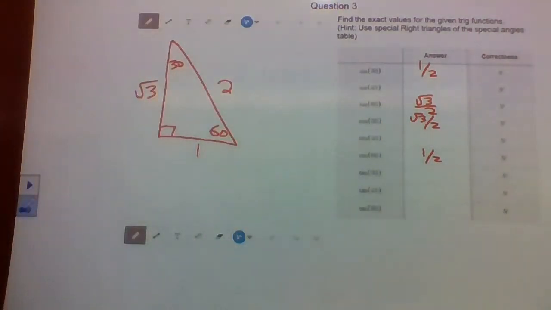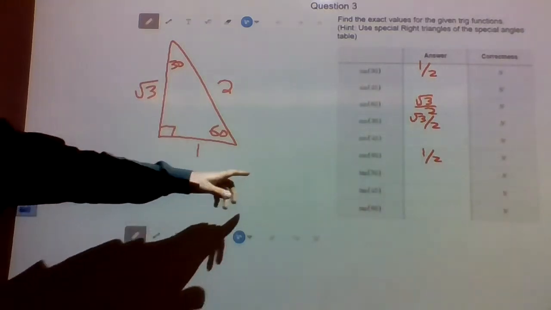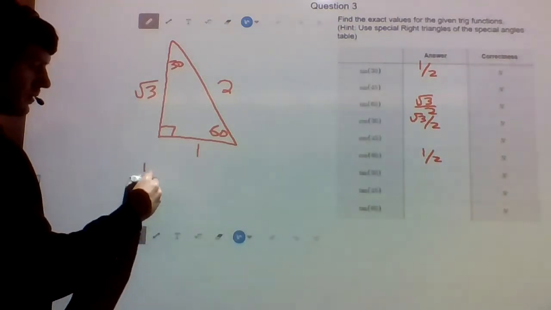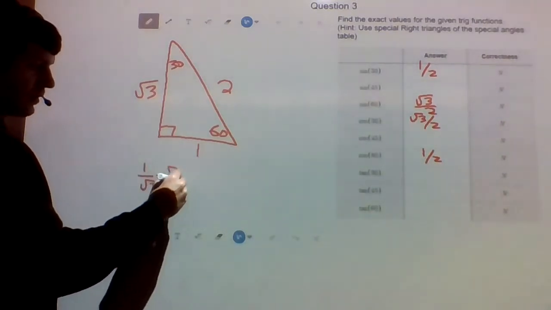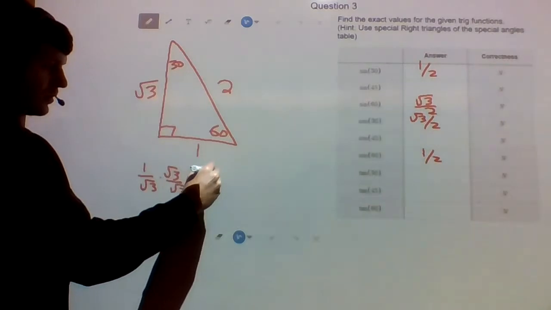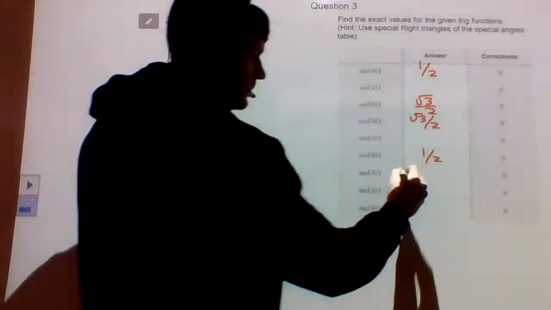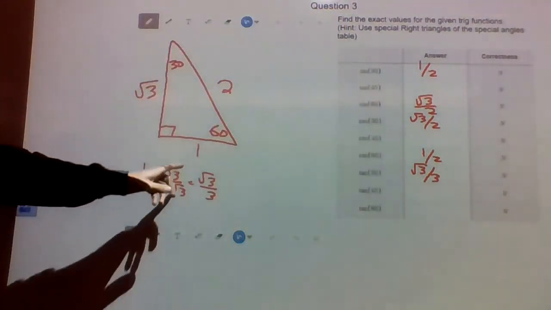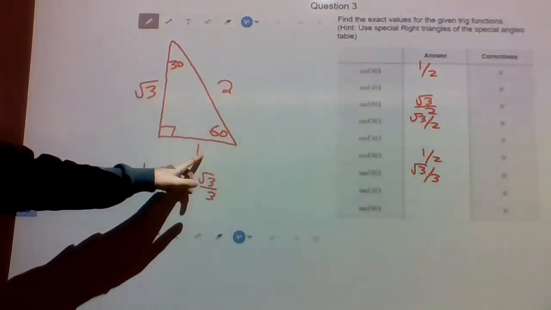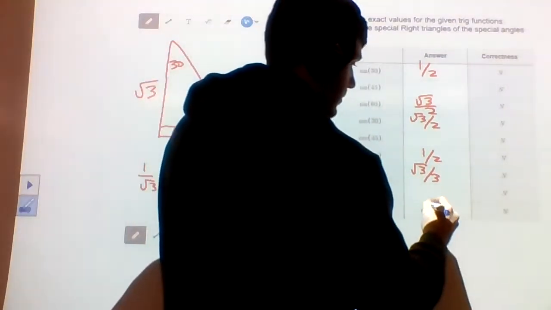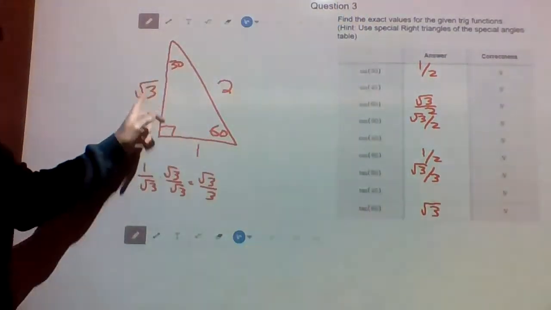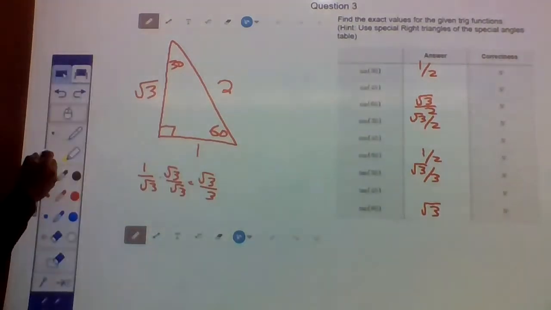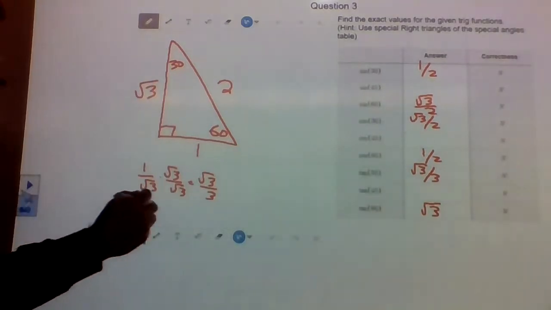Okay. And then tangent of 30 is 1 over square root of 3. We multiply by square root of 3 over square root of 3. That's going to be square root of 3 over 3. And then tangent of 60, square root of 3 over 1 is just square root of 3, right? Opposite over adjacent.